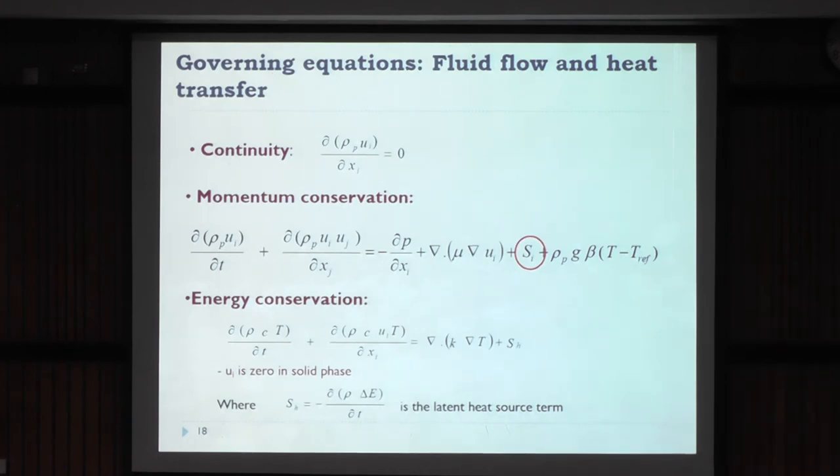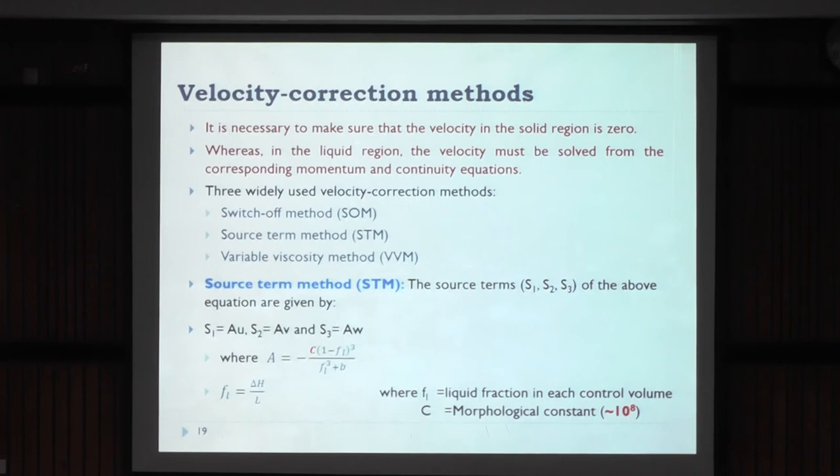So that is one way of switching off the velocity. However, people found that the source-based term is very good to actually set the velocity to zero in the solid phase as well as having some finite velocity in the liquid phase. So they adopted it. So what is that? They write this source term in terms of some constant times the velocities. Here u, v, w are the velocities in the x, y, z directions.